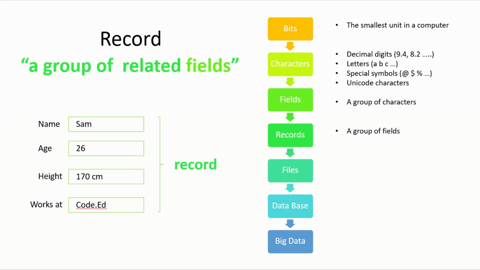Records. Records are a group of related fields about a common subject. The example shown is a record of an employee, which contains information about that employee. Notice that each field contains a piece of information about the employee. Grouping the fields together will result in a record.